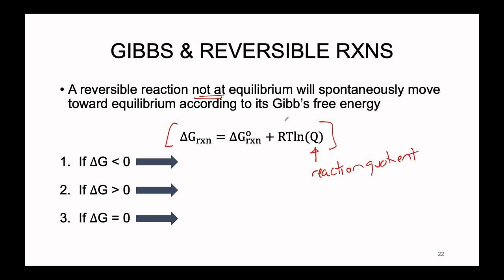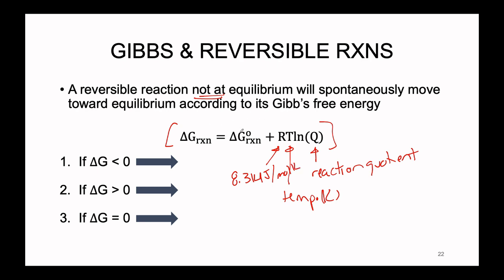Reaction quotient. We have T for temperature. This has to be, as one would expect, in Kelvin. And we have our gas constant R. Since we are working with an energetic form, right, Gibbs free energy, this gas constant R should be equal to the 8.314 joules per mole Kelvin version.